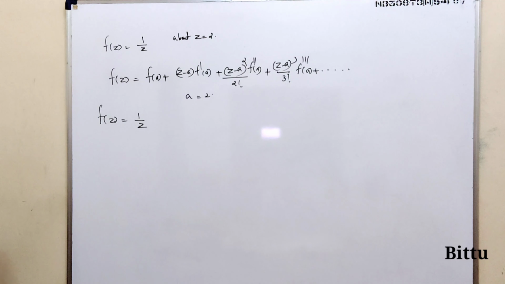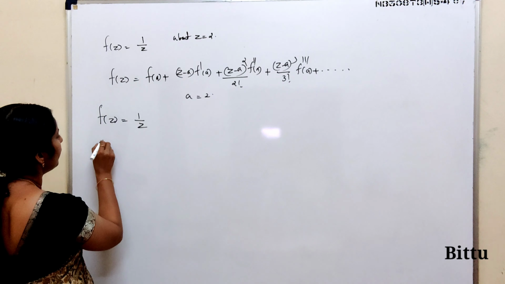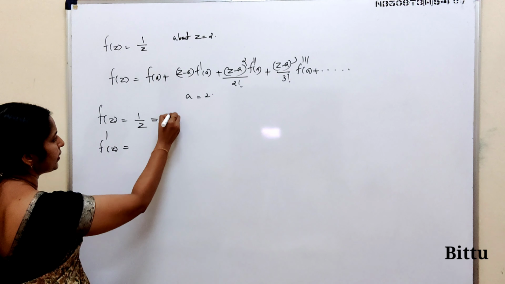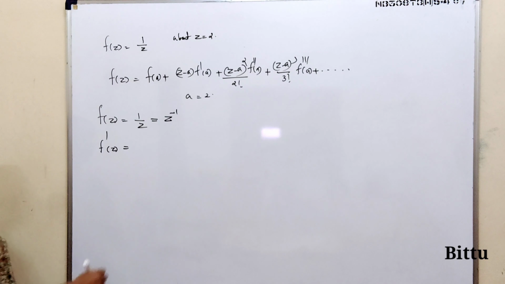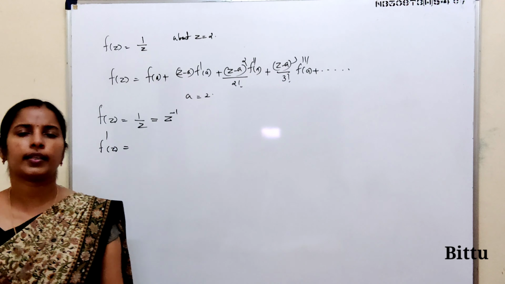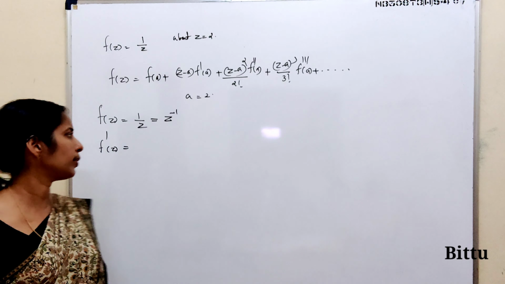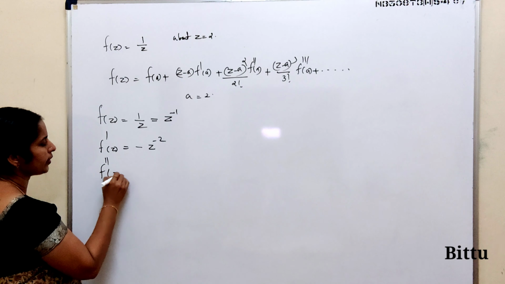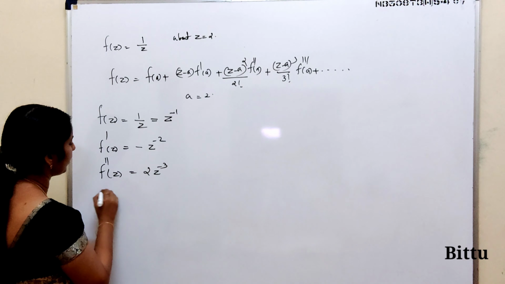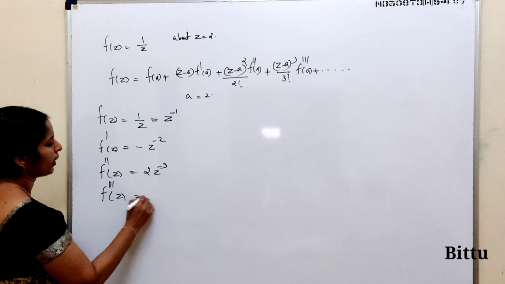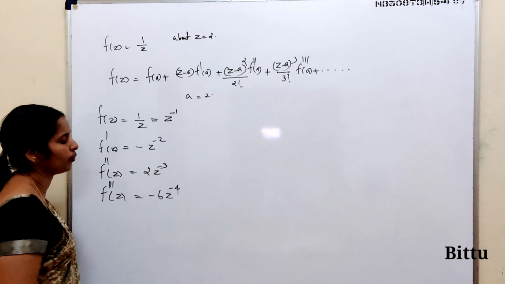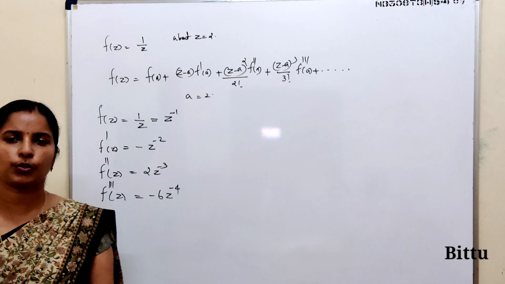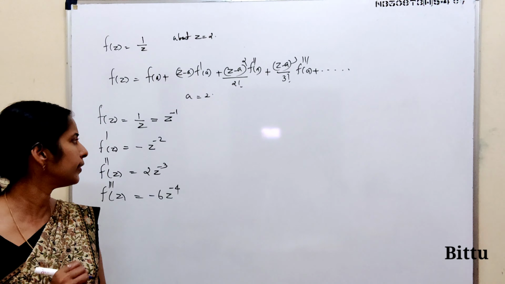You write the successive derivatives of f. For that, you write 1 by z as z raised to minus 1. So what is its derivative? We know the derivative of x raised to n is n x raised to n minus 1. So its derivative is minus z raised to minus 2. Next, f double dash z is 2 z raised to minus 3. f triple dash z is minus 6 z raised to minus 4. So if you rewrite 1 by z as z raised to minus 1, then you can easily write its successive derivatives in this way.